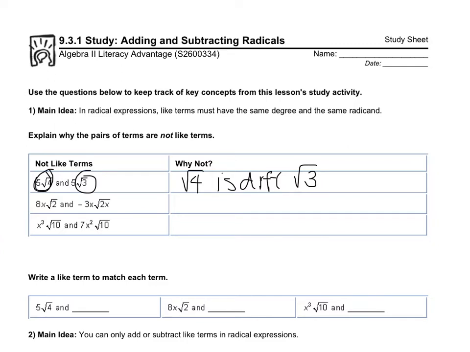Okay. I also could not combine 8x square root of 2 minus 3x square root of 2x, because one is 2 and one is 2x. So the square root of 2 is different than the square root of 2x. And lastly, I could not combine this last one, x cubed square root of 10 and 7x squared square root of 10, because it's x cubed and x squared. So x cubed is different than x squared.